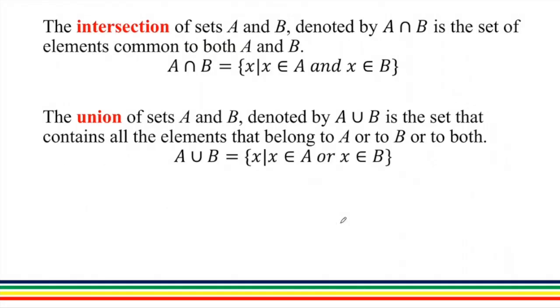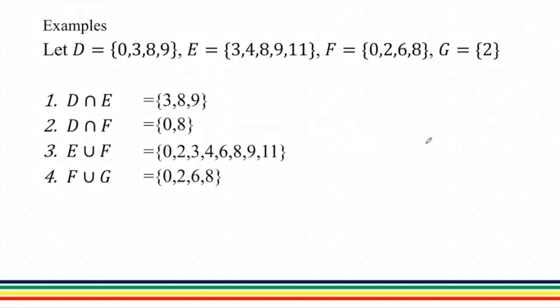The intersection of sets A and B, denoted by the symbol, is the set of elements common to both A and B, and the union of sets A and B, denoted by A ∪ B, is a set that contains all the elements that belong to A or to B or to both. So take note of the difference. We'll be having an example later.